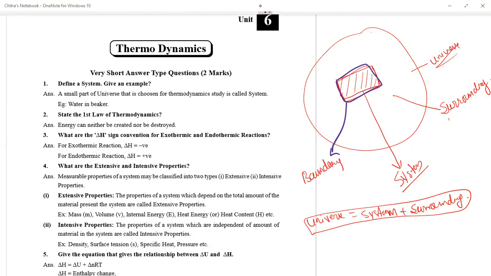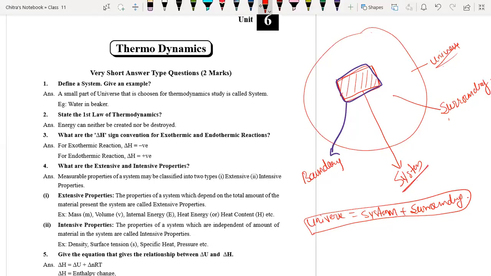I hope you understood all the concepts. The system is the part of the universe which is chosen for thermodynamic study. The line which separates the system from its surrounding is called the boundary. The environment around the system is called the surrounding, and surrounding plus system equals universe. So this is all about the concepts of thermodynamics. Here we have completed the system.